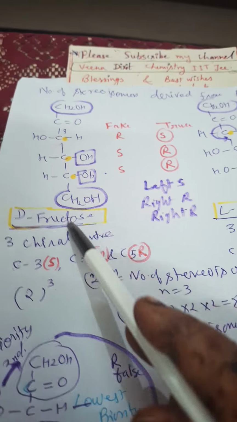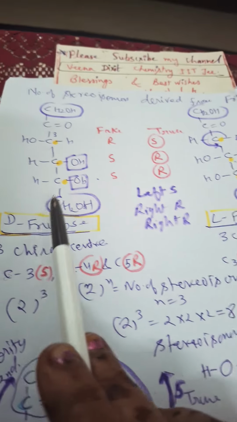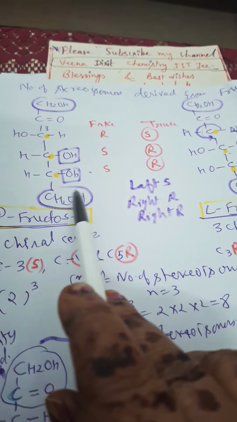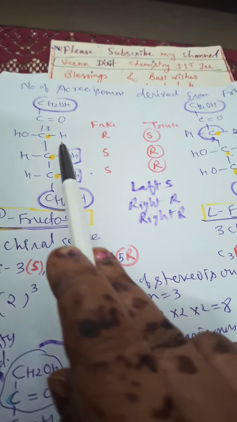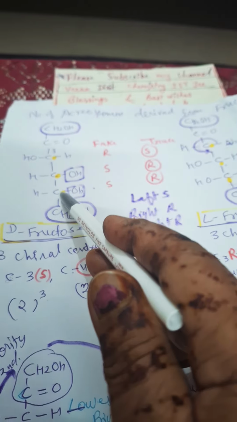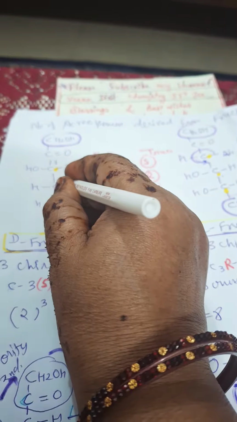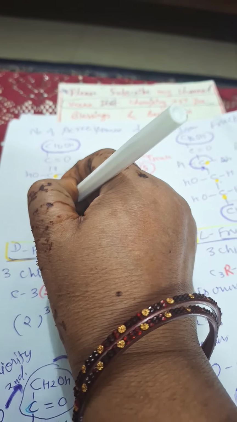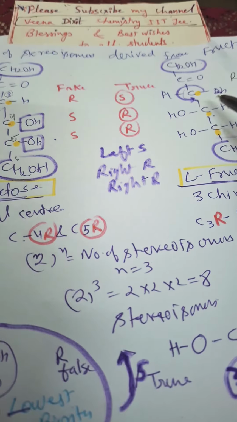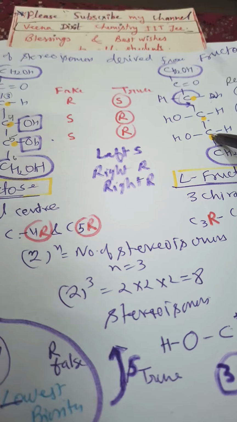So this is D fructose, this is L fructose. See here, just OH on the right, OH on the right in the last of these chiral centers. This is 1, 2, 3, 4, 5. So this is the 4th carbon, this is the 5th carbon, this is the 6th carbon, and this is the 3rd carbon. So 3, 4, 5, these are 3 chiral centers. Here also 3, 4, 5 are the chiral centers.